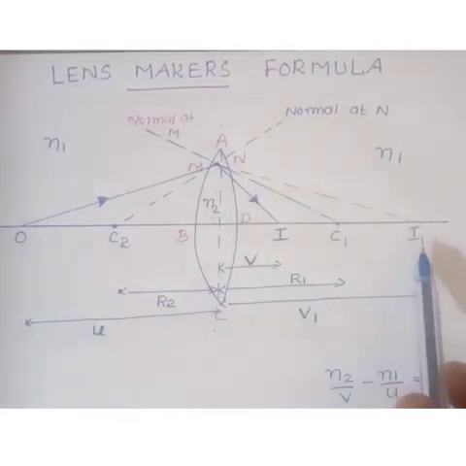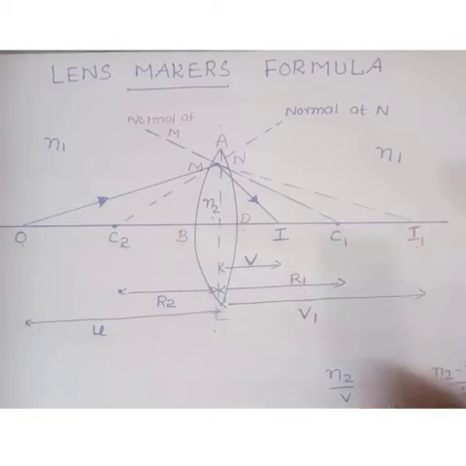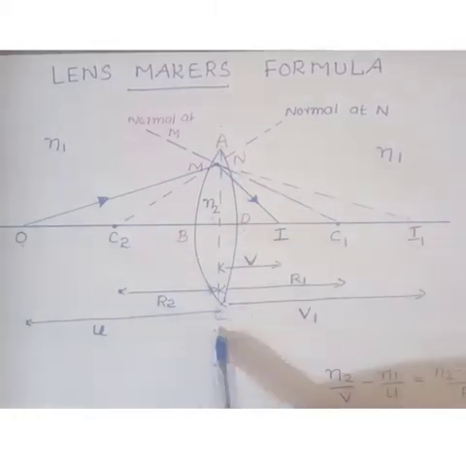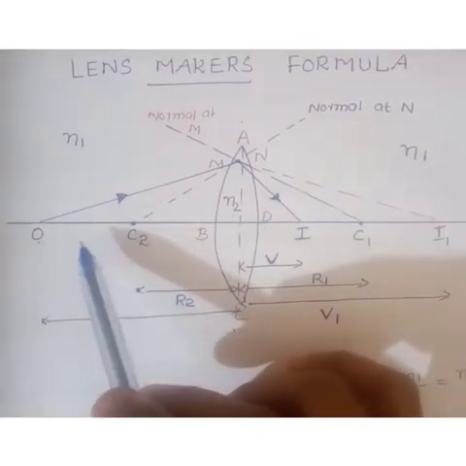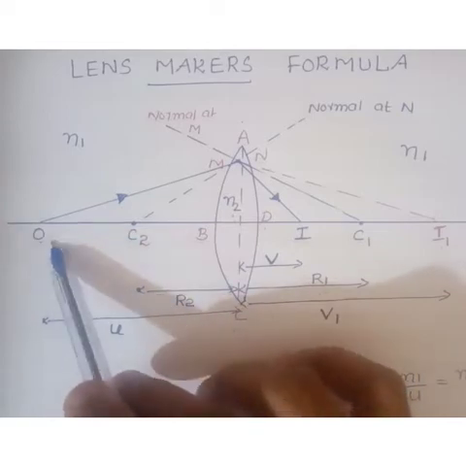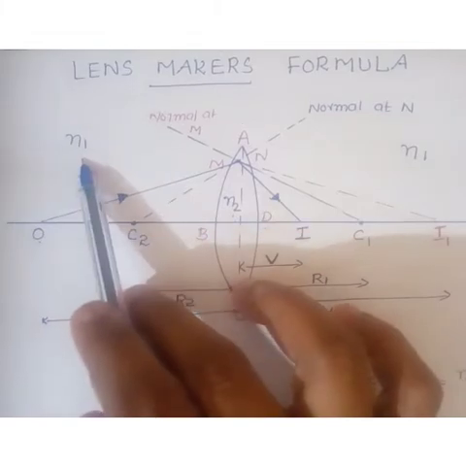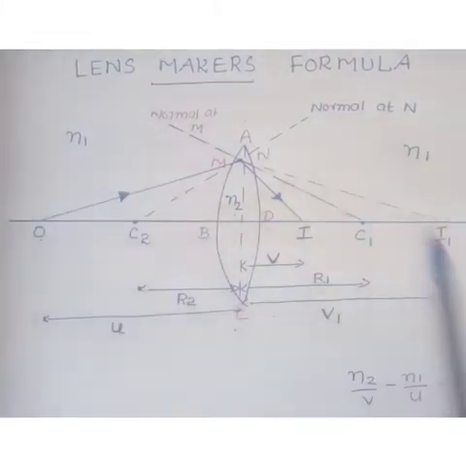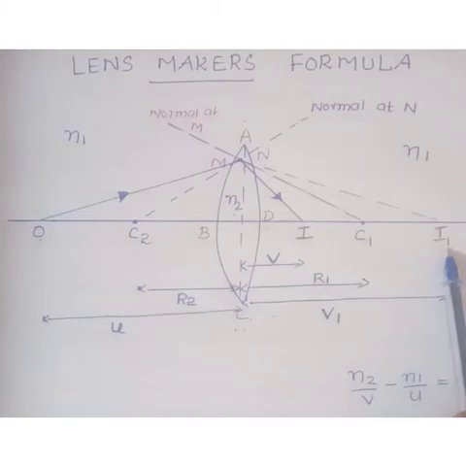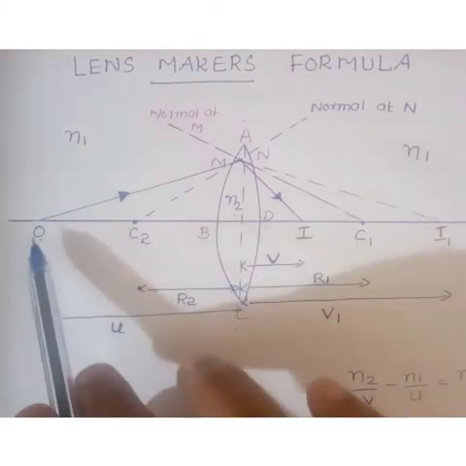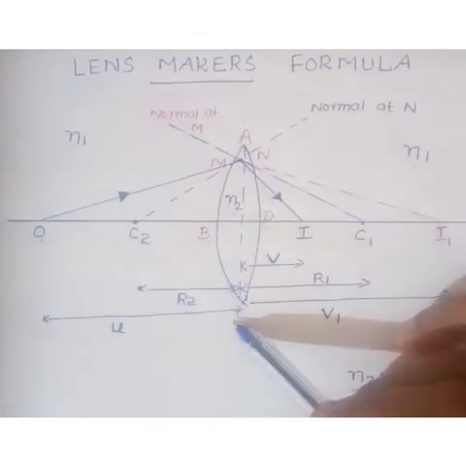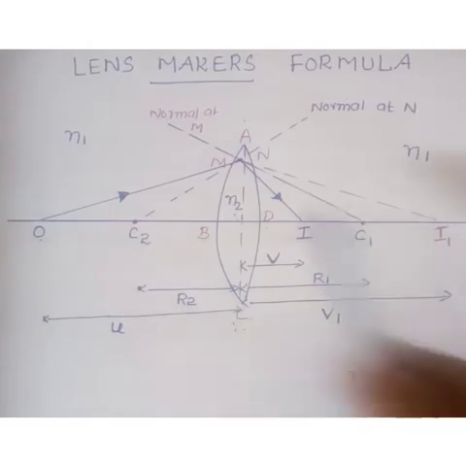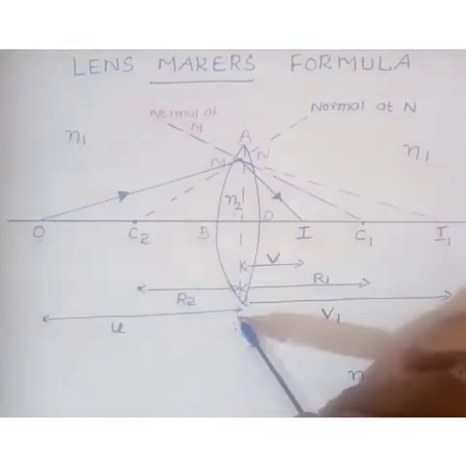So we can treat I1 as a real image formed by the first surface ABC in the medium of refractive index N2. Once more I repeat: we have to consider a point object O on the principal axis in the rarer medium of refractive index N1. So here the image I1 is a real image of the object O at the spherical surface ABC, formed in the medium of refractive index N2.